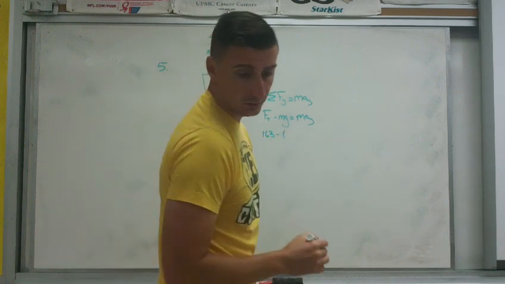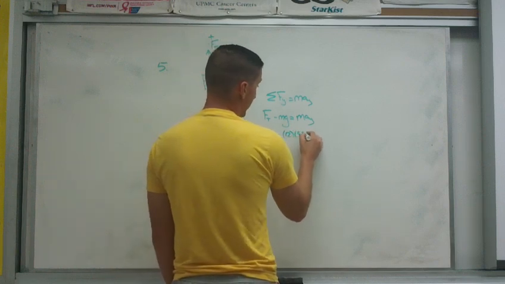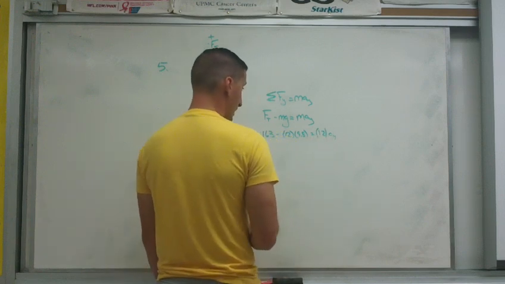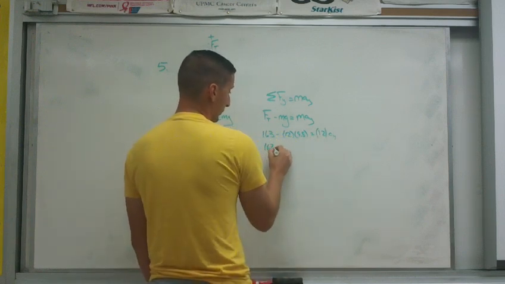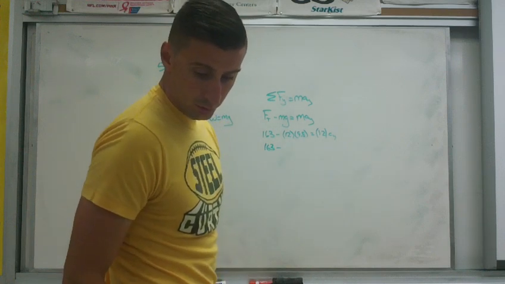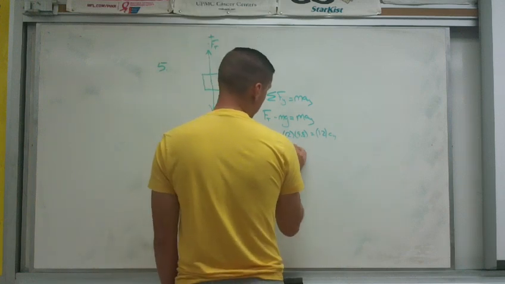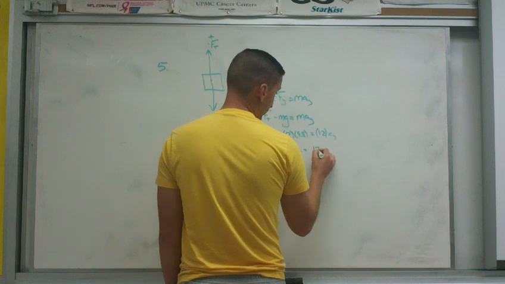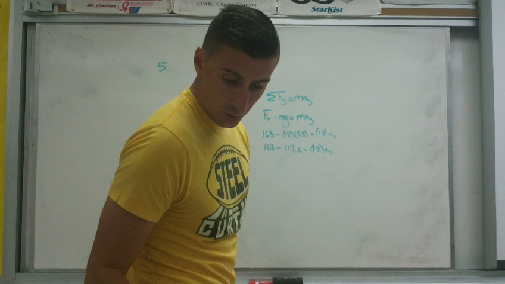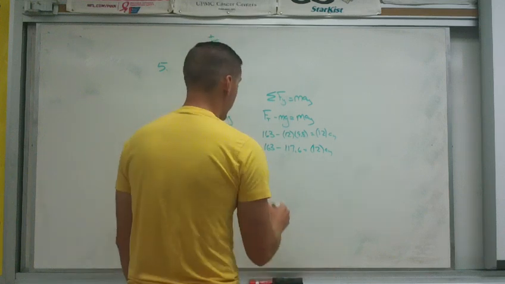The mass is 12. G is 9.8. So 163 minus 12 times 9.8 equals 12 ay. Let's simplify. 12 times 9.8, I get 117.6. I do the subtraction: 163 minus the second answer gives me 45.4.